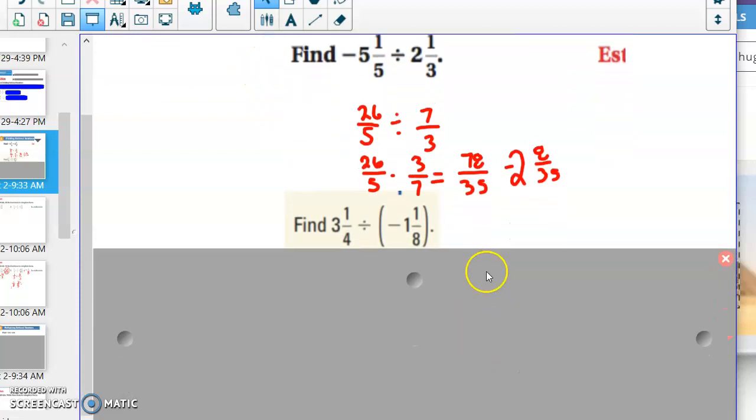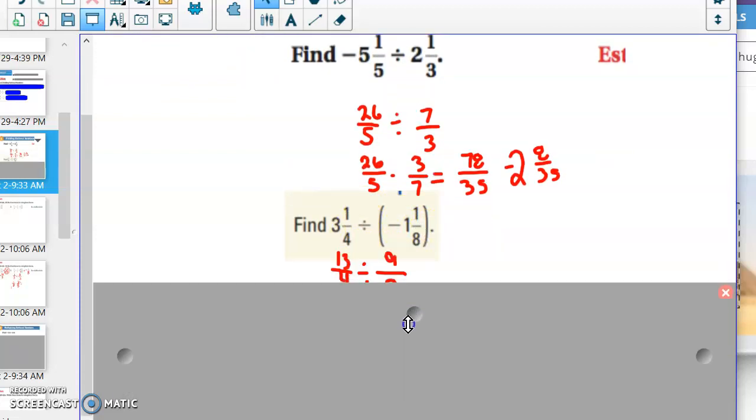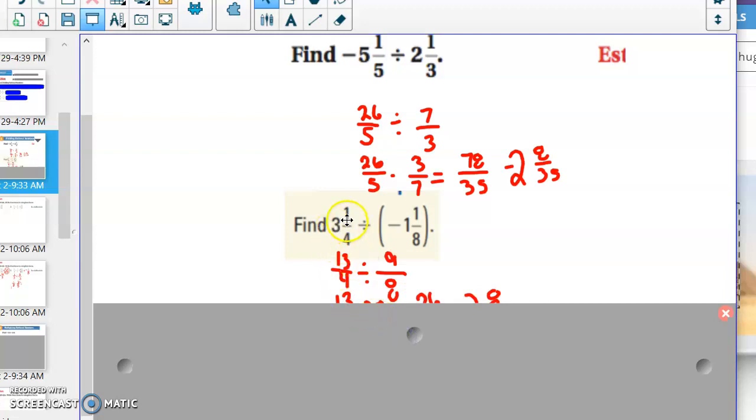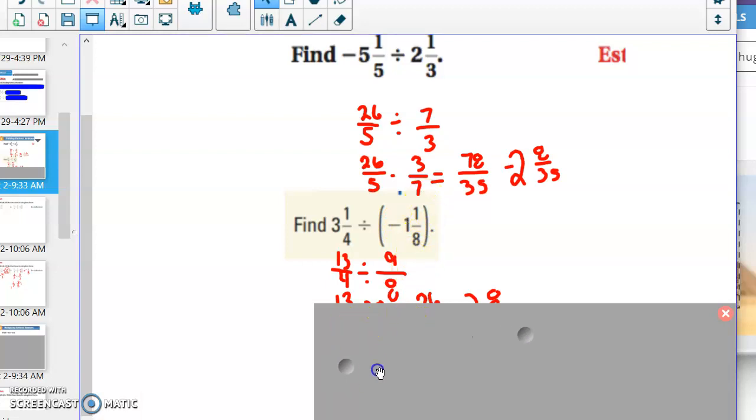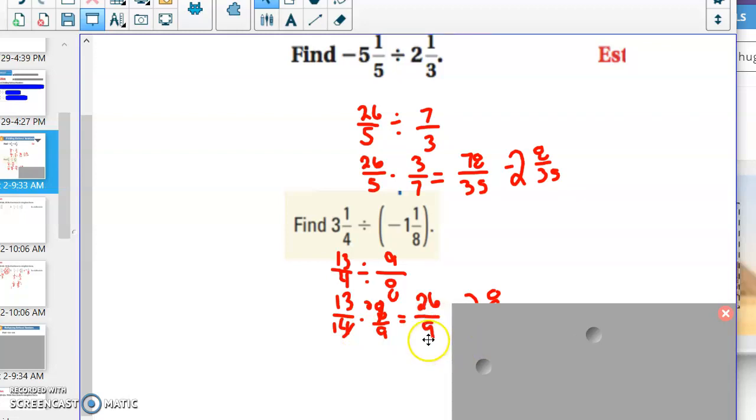Second example, again, I have to rewrite each of these as improper fractions, so that gives me 3 times 4 is 12, plus 1 more is 13. 8 times 1 is 8, plus 1 more is 9. Then I multiply by the reciprocal, and I look to see if there's anything I can cross cancel, and I can cross cancel the 8 and 4. So then I multiply straight across, and that gives me 26/9. I could take 9 out of 26 two times, and that leaves me with 8/9 left over. Again, these have different signs, so my answer has to be negative.